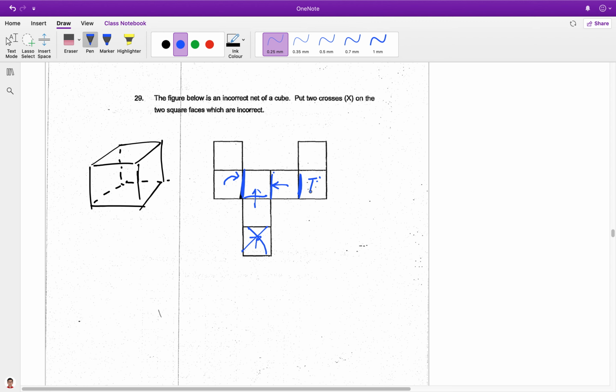And here, if we fold this one, it will be the one at the back. And if you fold here, this one to the top, then this one will come down, so this one will also be the back. So these two will overlap with each other. So for these two, we need to cross out one.